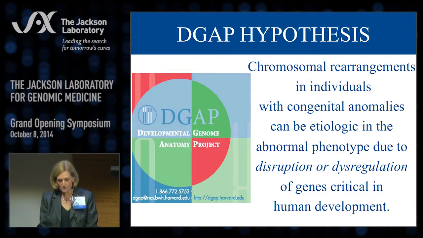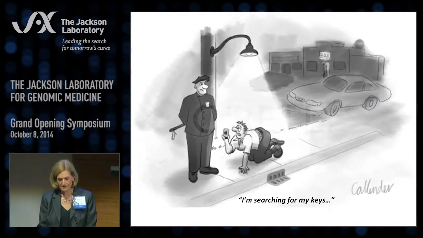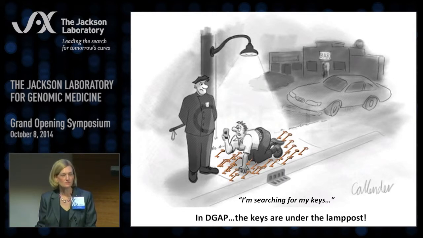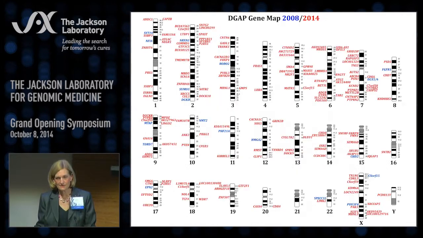Now, we all know now that we don't have to look under the lamppost to find the keys or the genes, but I can assure you that in this project, all the keys are right there under the lampposts. And this map, which we like to refer to as the DGAP gene map, shows the locations of genes that, through studying chromosomal rearrangements in individuals with clinical phenotypes, has resulted in their disruption or dysregulation.